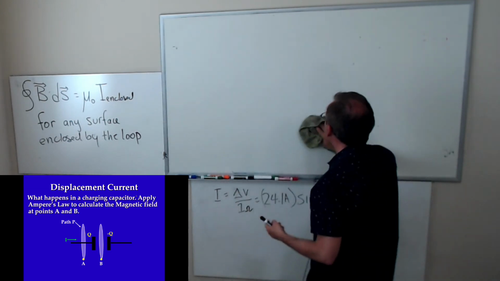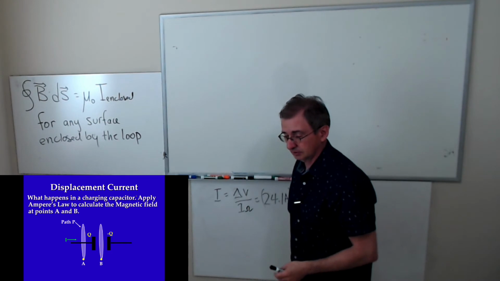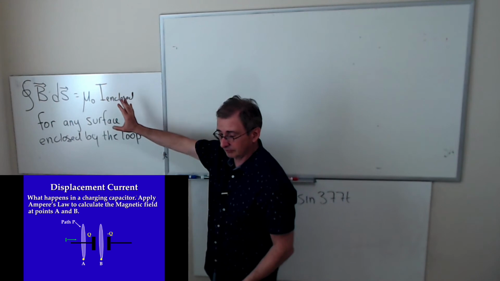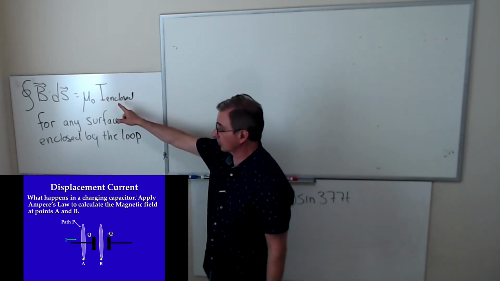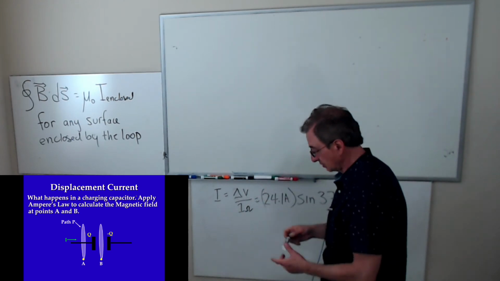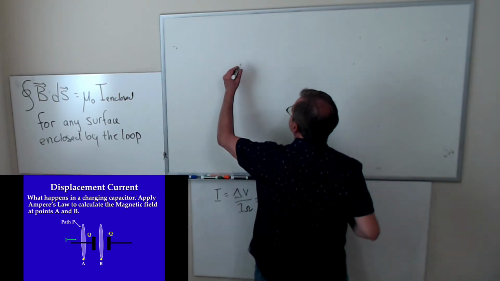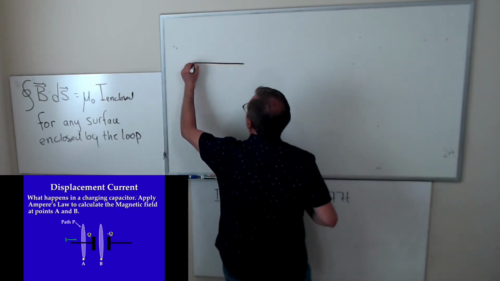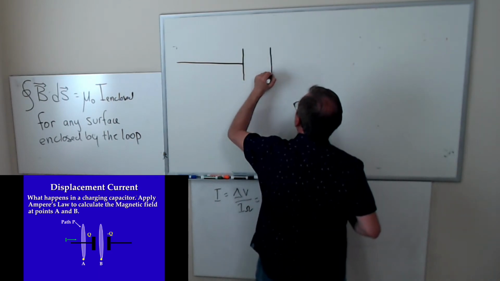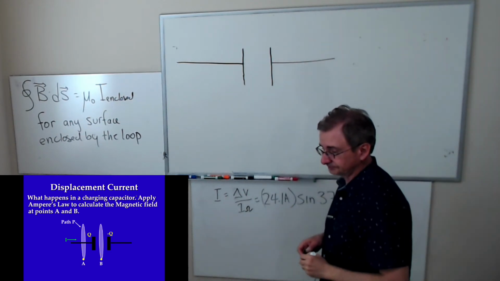The problem comes in when we have time-varying magnetic fields. Something's wrong with this when we're dealing with time-varying magnetic fields. This is okay if the current's constant. It's not okay if the current changes. And so the classic example is, suppose you have a capacitor, and you're charging it up.